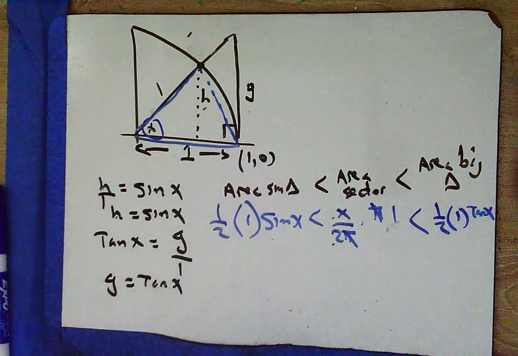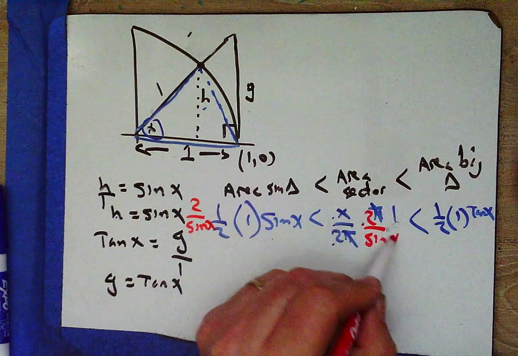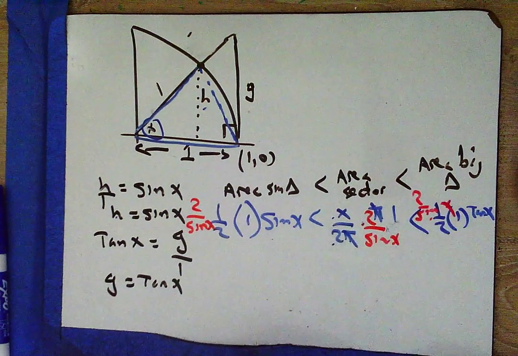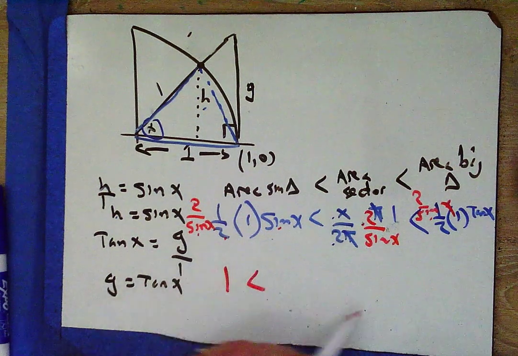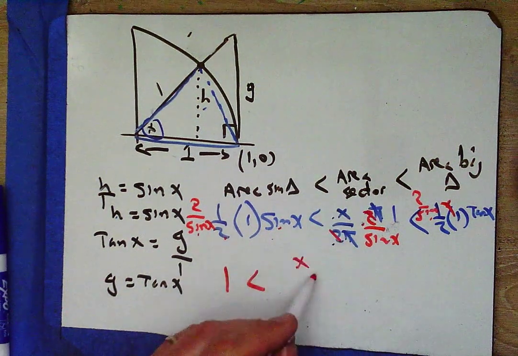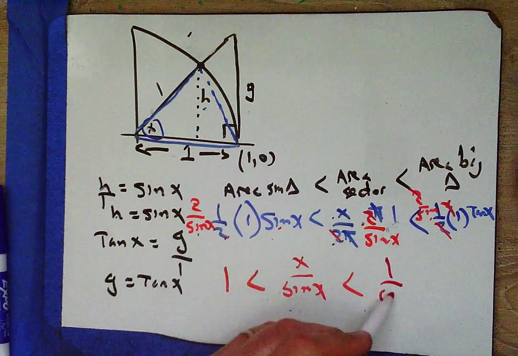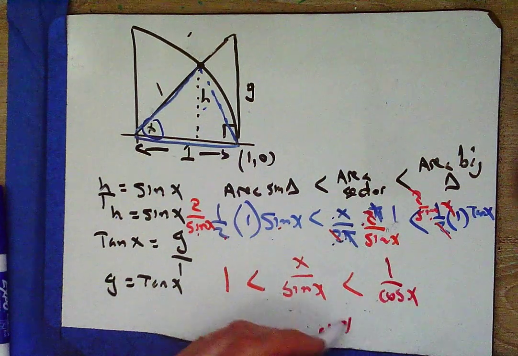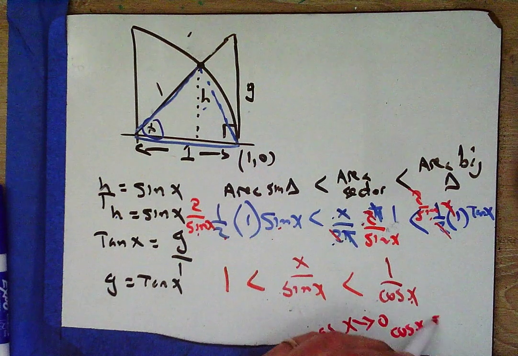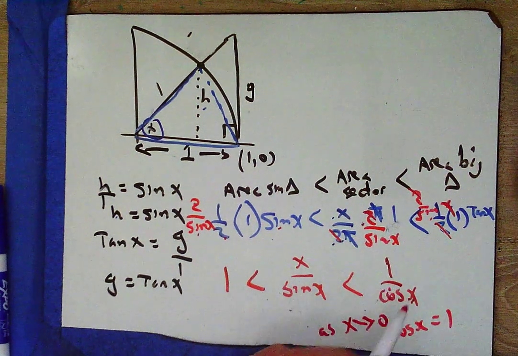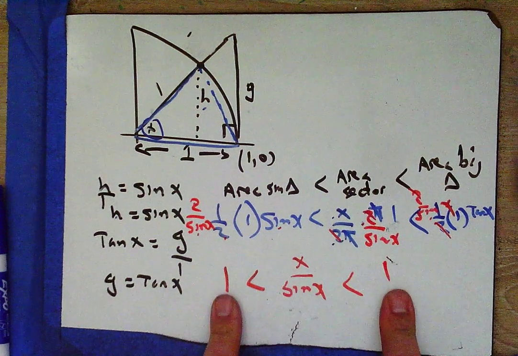The next thing I did was to multiply everywhere by 2 over sine x. All right, so what happened then? Well, 2's canceled, sines canceled, I had 1. And here, the 2's cancel, and I have x over sine x. And over here, the 2's cancel, and I'm left with 1 over cosine x. As x heads to 0, I do direct substitution here, I know that cosine equals 1. So this is 1 over 1, which is 1. Ta-da! I've now shown that this thing is squeezed between those.